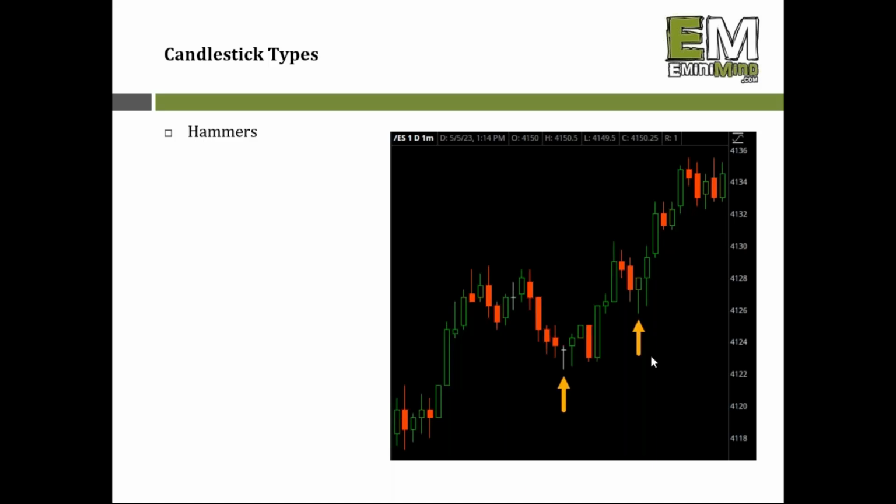And so when you get a hammer candlestick pattern in the context of an uptrend, especially, that's a good indication that we're going to reverse and continue to the upside. And then in certain instances, when you come down and you're making like a double bottom and you get a hammer, those are another good area to kind of indicate a potential reversal.